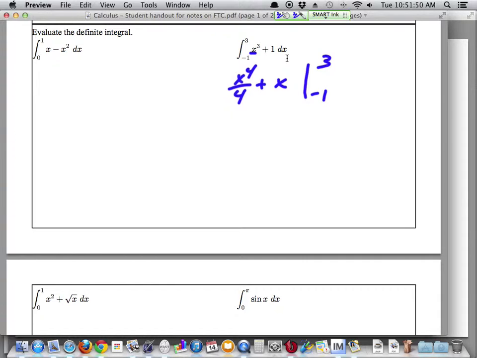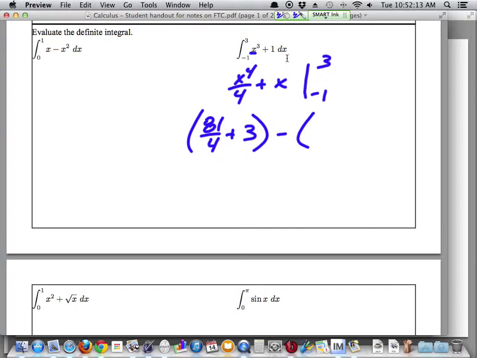If it's indefinite, that's where I need it. Alright, so step 1 was integrate, which is what I did. Step 2 is plug in my limits. Which one do I plug in first? The 3. So 3 to the 4th is 81. So that's 81 over 4 plus 3. So that's what I get when I plug in the 3. Then I need minus and plug in the -1.